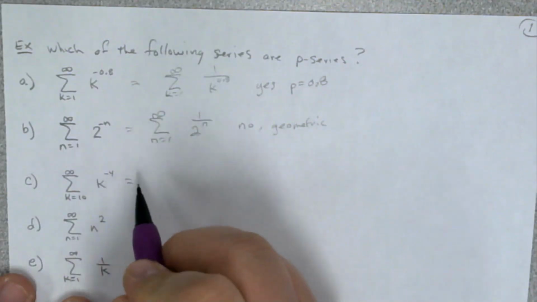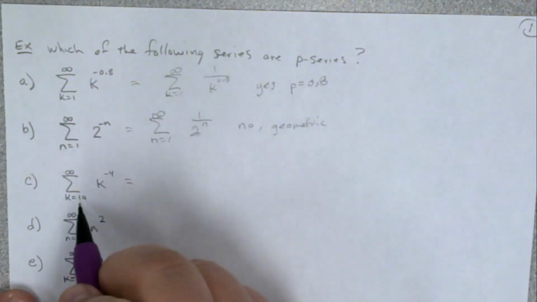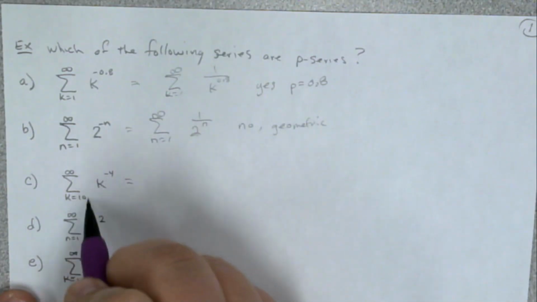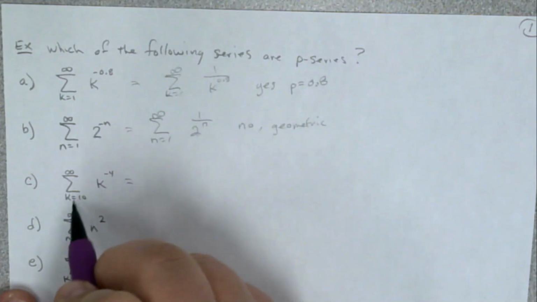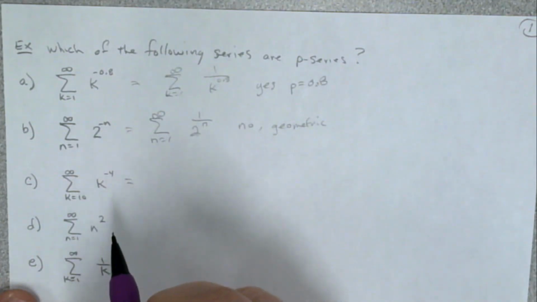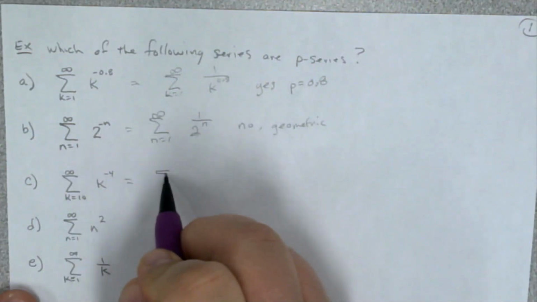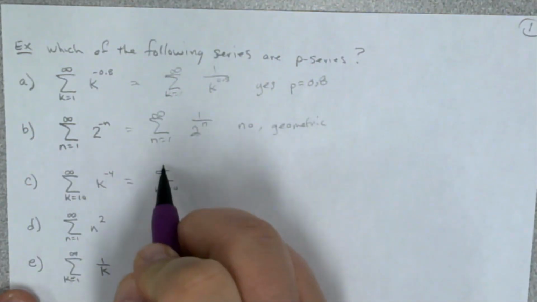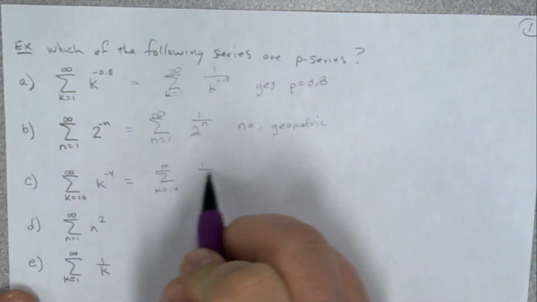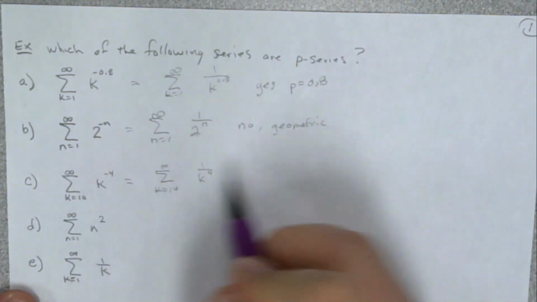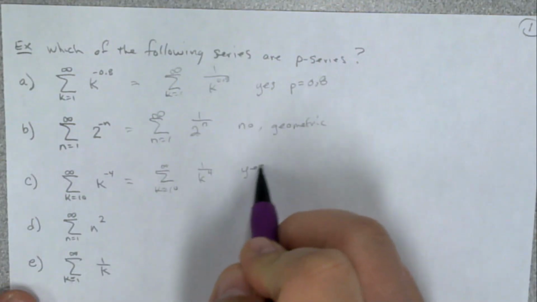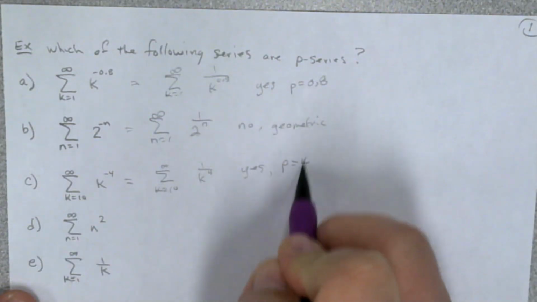Okay, let's take a look at C. Can I do that one? Notice this one right here starts at 10. Okay, this number right here does not have to start at 1. It can start at any positive integer and it's still fine. So this right here would be the summation k equals 10 to infinity 1 over k to the 4th. And so then yes, this satisfies that, and P is equal to 4.